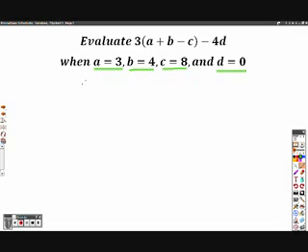Alright, so let's go up here and figure out 3 times, I see an a. What am I replacing that a with? 3 plus 4 minus 8, close the parentheses, minus 4, and remember that 4 is being multiplied by something. What? D. And the value of d is 0.